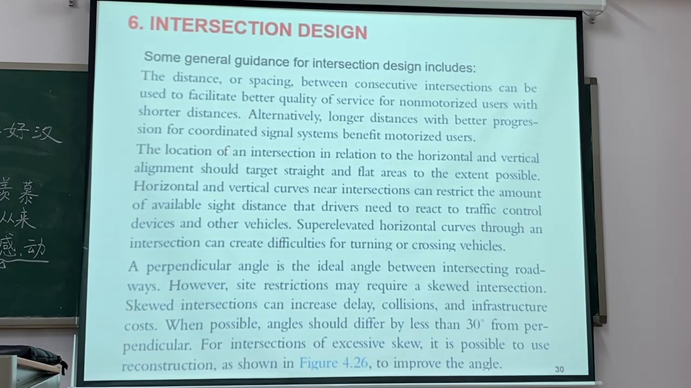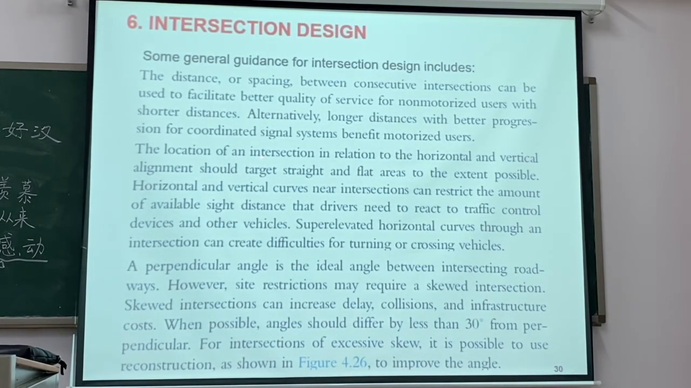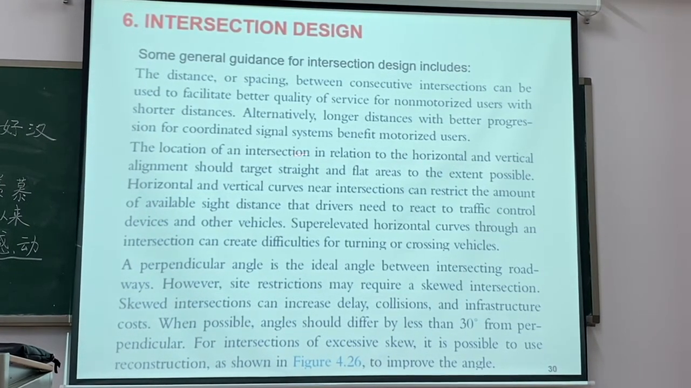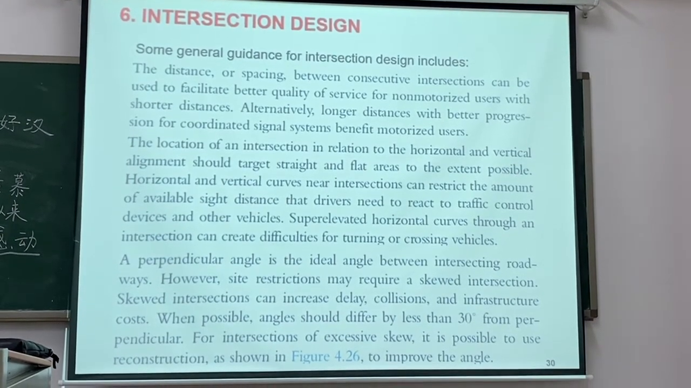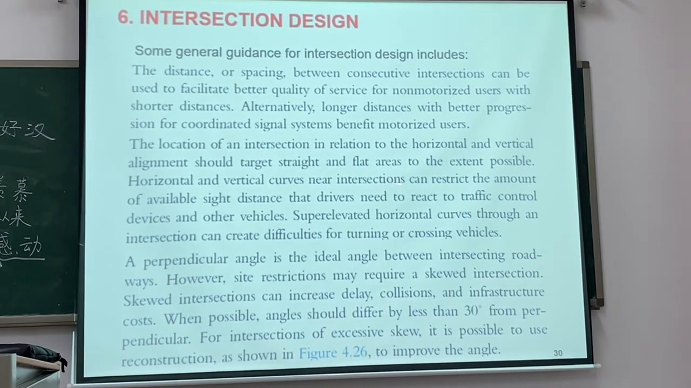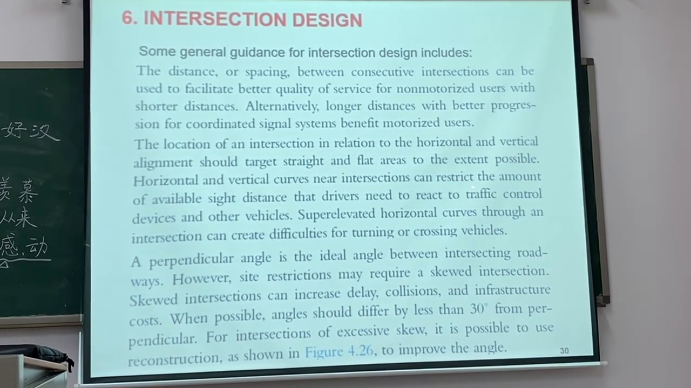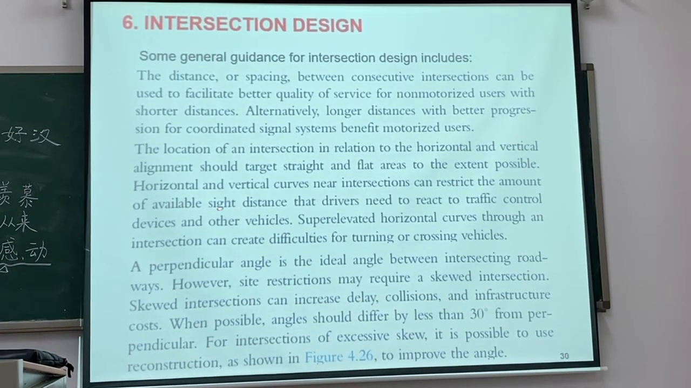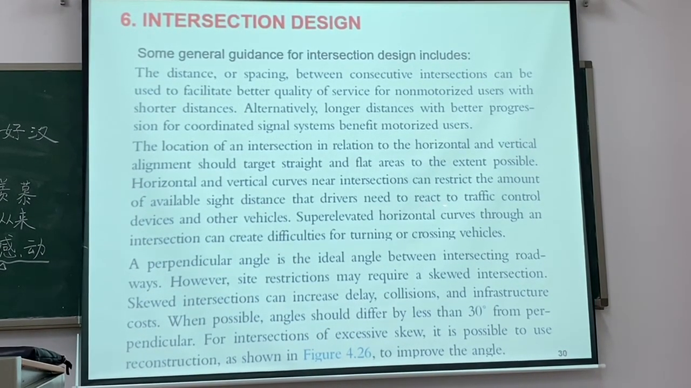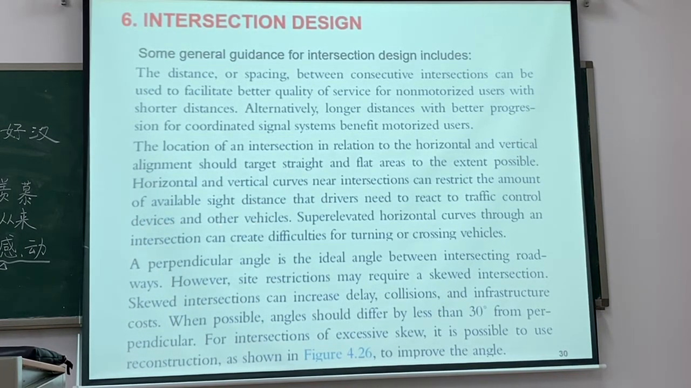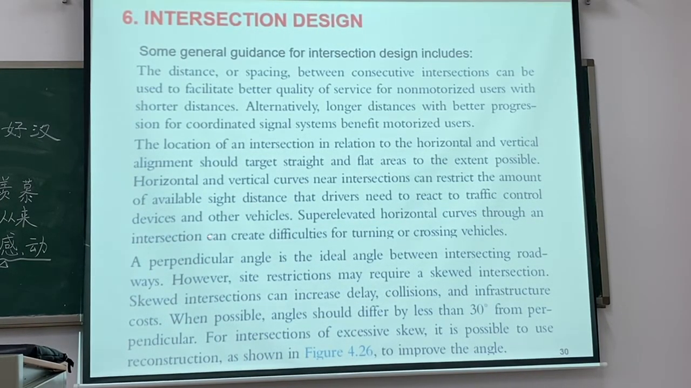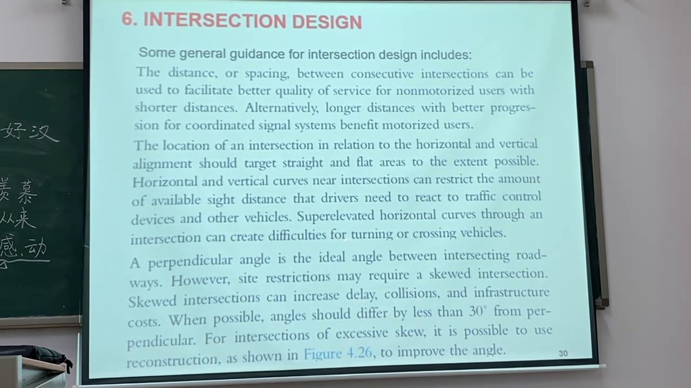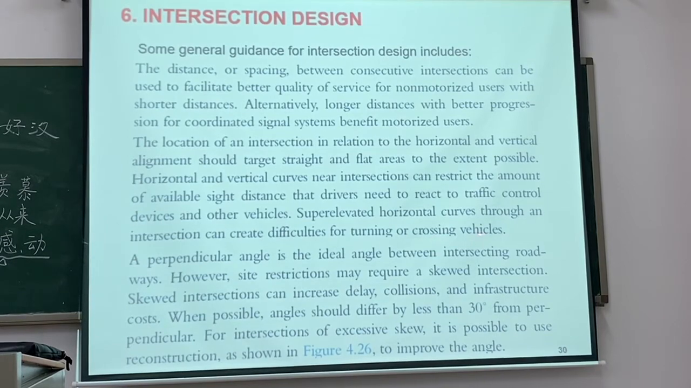And the location of an intersection in relation to the horizontal and vertical alignment should target straight and flat areas as best as possible. Horizontal and vertical curves near intersections can restrict the amount of available sight distance that drivers need to react to traffic control devices and other vehicles. Superelevated horizontal curves through an intersection can create difficulties for turning or crossing vehicles.